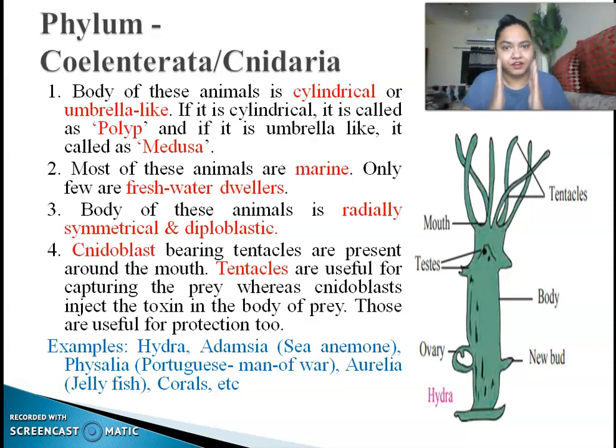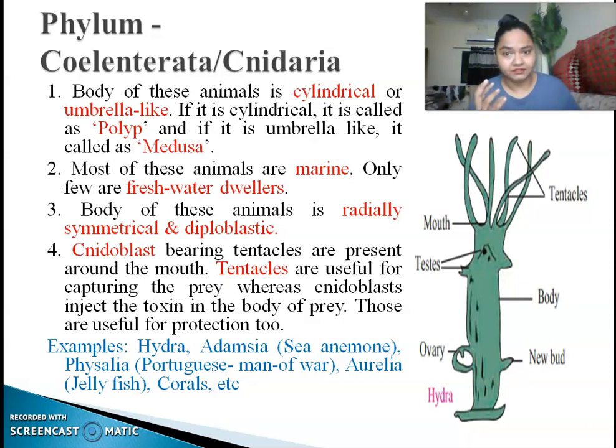If it is cylindrical, it is called a polyp. While if it is like an umbrella, it is known as medusa. Most of these animals are marine, but few are also found in freshwater. The body of these animals is radially symmetrical and diploblastic.